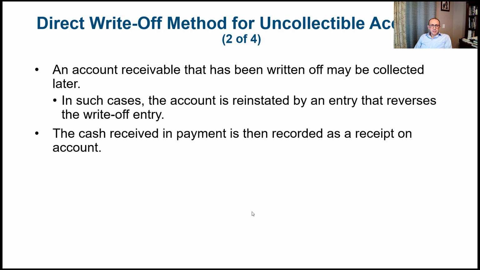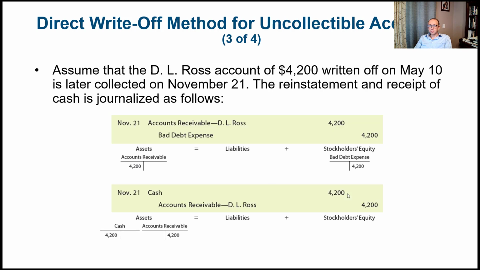An accounts receivable that has been written off may be collected later on. Sometimes it happens, like a customer has some kind of financial problems, and things improved, and now they want to pay back their debt so they can renew their business. In such cases, the account is reinstated by an entry that reverses the write-off entry. The cash received in payment is then recorded as a receipt on the account. So we reverse what we've just done, and then we make a regular cash collection journal entry.